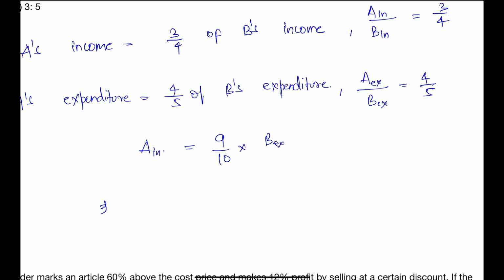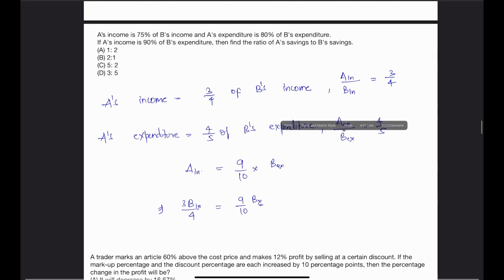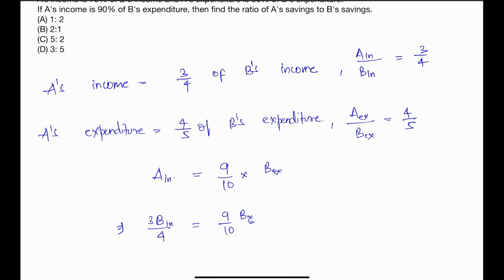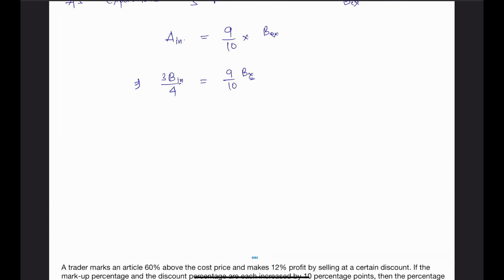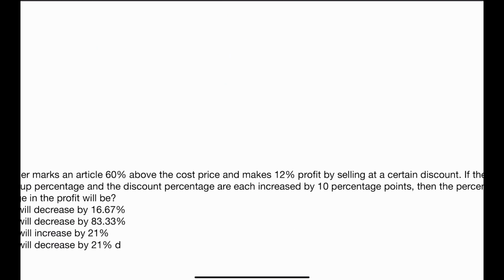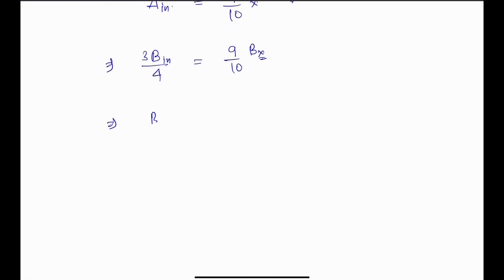So A's income can be written in the form of expenditure. A's income is 3 by 4 of B's income, equal to 9 by 10 of B's expenditure. Right, am I thinking in the right direction or not? A's income is 90% of B's expenditure, great. And A's income, if I see that, it will be 3 by 4 of B's income, correct? So I can say over here B's income will be 36 upon 30 of B's expenditure.